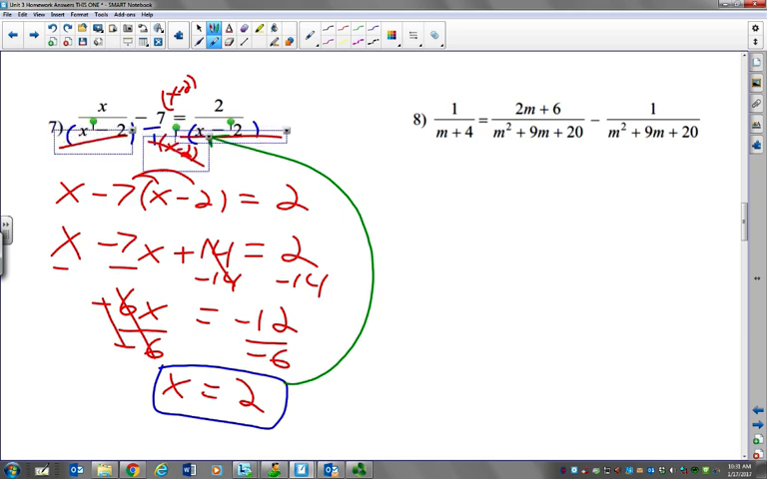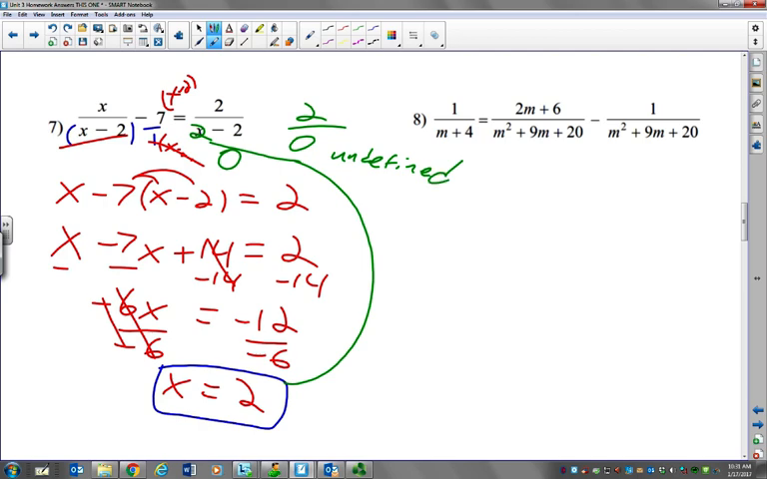So it turns out that when you plug it back into the original, what happens? Well, when you plug 2 in there, your solution x equals 2, you get 2 minus 2, which is 0. And 2 divided by 0 is undefined. And so that means that this is the extraneous solution, right? That's the extraneous solution, because it is a solution, but it's an extraneous solution, which means it doesn't work.